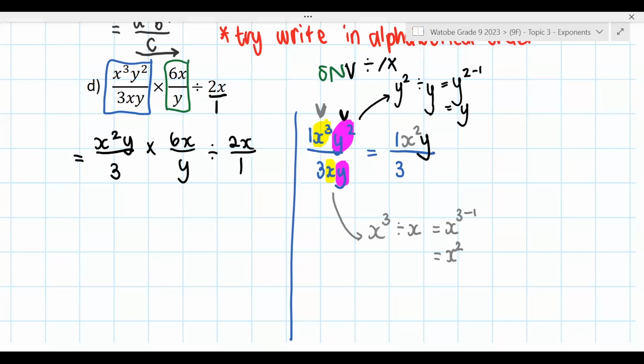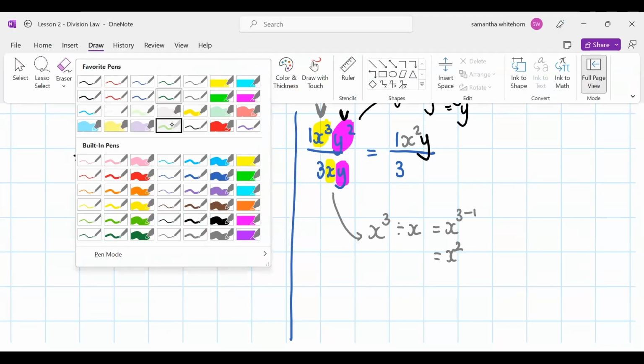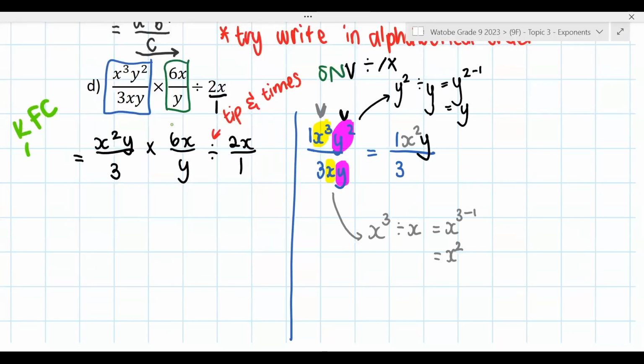Now remember, when we are dividing with fractions, what we need to do is tip and times. I can't remember now if it was in this class, but there was also a KFC, which I quite enjoyed. It was in this class. Okay, so if you don't know KFC, keep the first fraction, flip the second fraction. So let's say keep first, flip second, change the sign. So change the multiplication. And I like KFC. So I'm now using that from now on.